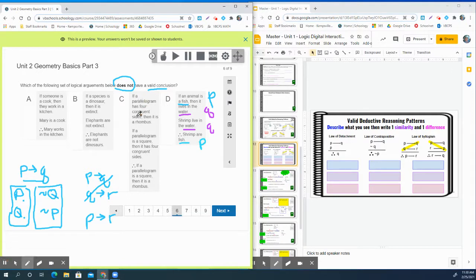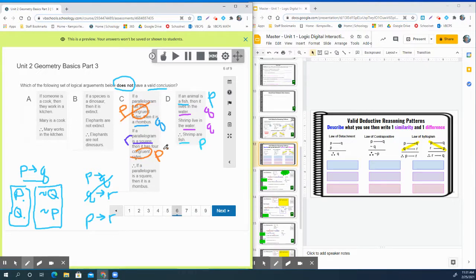If a parallelogram has four congruent sides, so I see four congruent sides, that's going to be my P, then it's a rhombus. So that's a new thing. Rhombus is going to be my Q. If a parallelogram is a square, so that's a new thing, that's my R. Then it has four congruent sides, and it has four congruent sides. That whole clause was my P. So I have a P at the beginning and a P at the end.